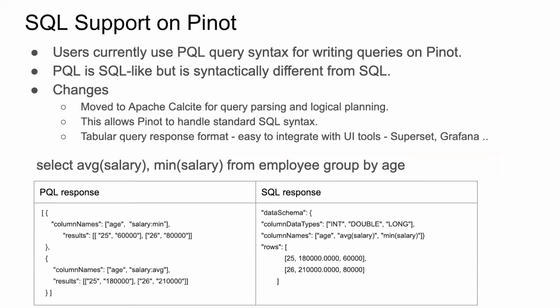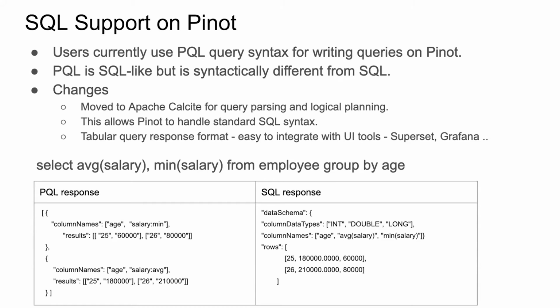So in order to engage a wider audience that likes SQL and other systems which support SQL, we moved to Apache Calcite. Our query parsing and logical query planning is now done as part of Apache Calcite. The physical planning and building the per-segment level execution plan is still done inside Pinot. Using Calcite allows us to support all the SQL syntax, although we still don't support other SQL operations that are not supported in PQL, like joins and subqueries or inner queries.